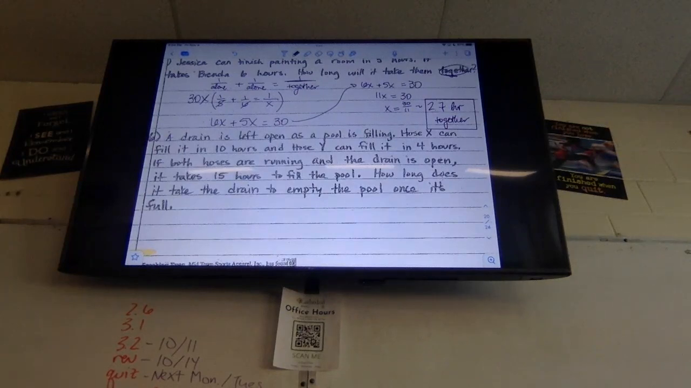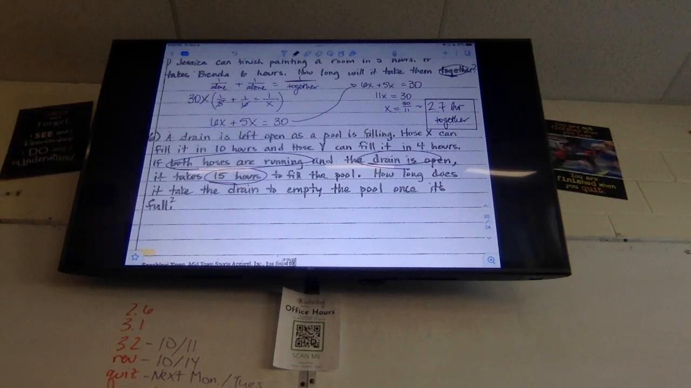This one says, a drain is left open as a pool is filling. Hose X can fill it in 10 hours and hose Y can fill it in 4. If both hoses are running and the drain is open, it takes 15 hours to fill the pool. How long does it take to drain the pool once it's full? Sounds silly that it takes 15 hours with both hoses and the drain open. That feels like a big waste of water, but I didn't write this problem.